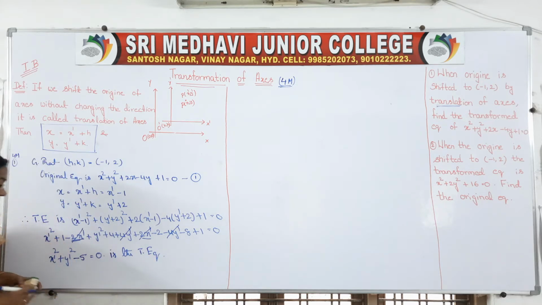See, at the end your equation is in terms of x dash, y dash. That is called the transformed equation. So very simple, very easily you can score 4 out of 4 for this problem.